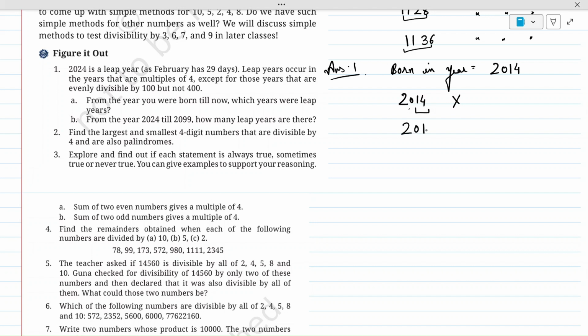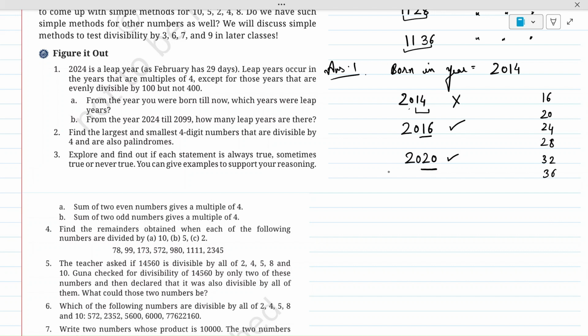Next we have 2016, because 16 is divisible by 4, it is a leap year. Then after 16, 2017 is also not divisible, 2018 is also not divisible, 2019 is also not divisible. Then we have 2020, because it is divisible. Or what you can do here is just write down the multiples of 4 after 14. So we have 16, 20, 24, 28, 32, 36, and so on.